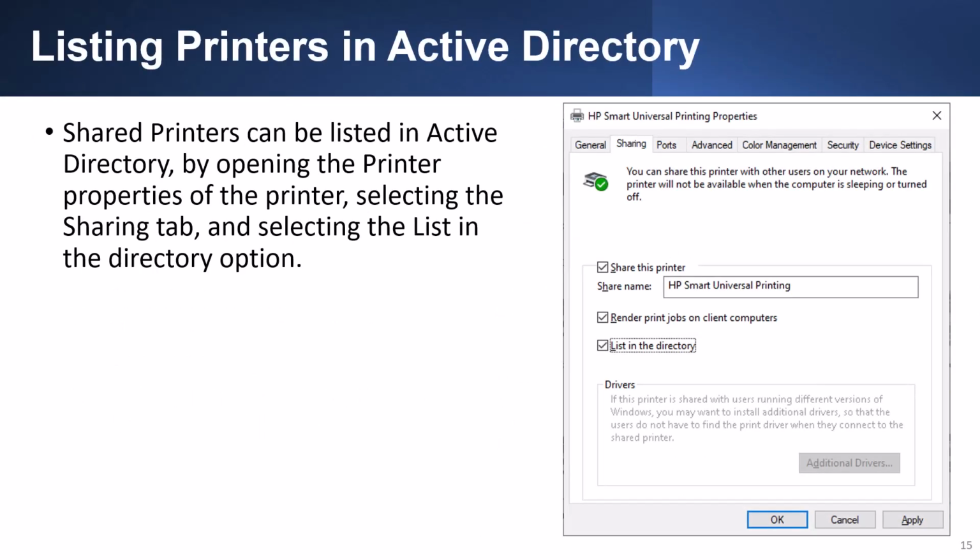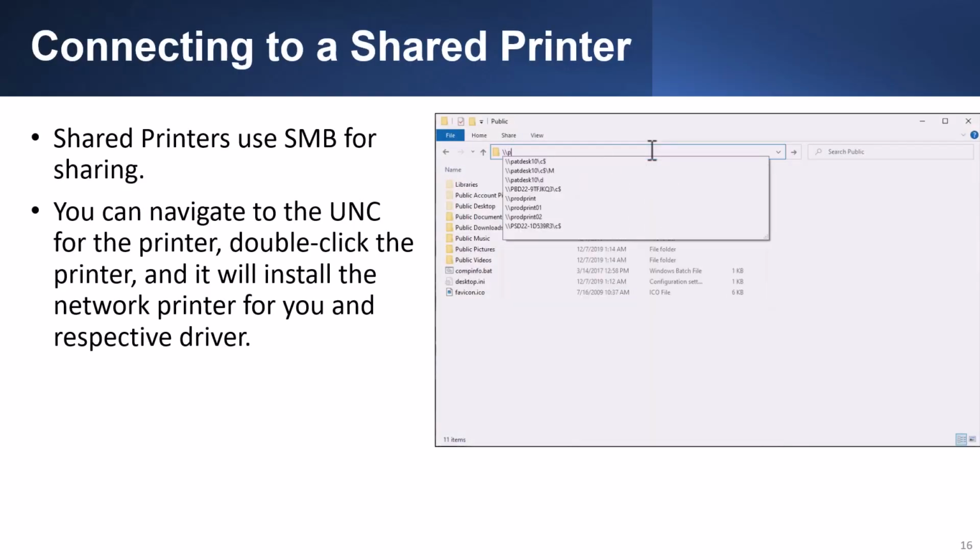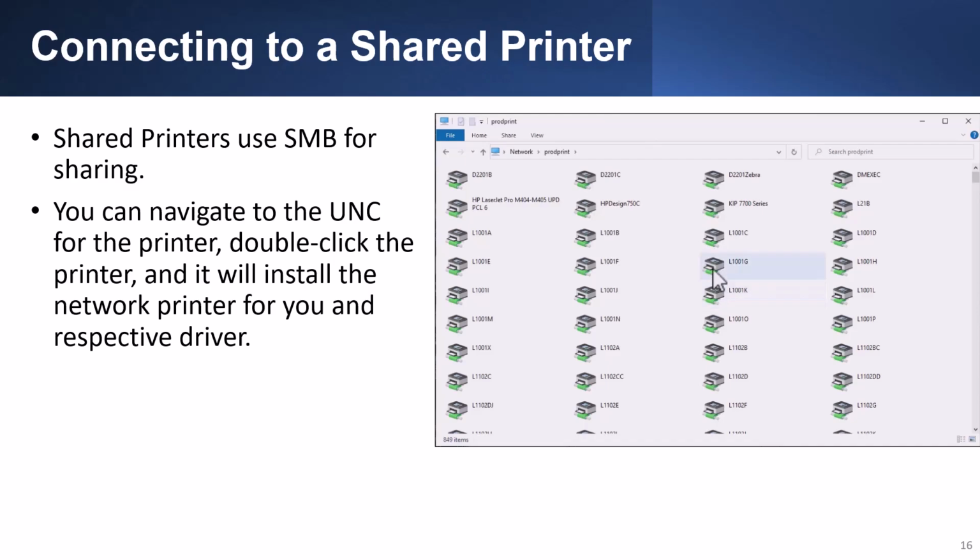Shared printers can be listed in Active Directory by opening the printer properties of the printer, selecting the Sharing tab, and selecting the List in the Directory option. Shared printers use SMB for sharing. You can navigate to the UNC for the printer, double-click the printer, and it will install the network printer for you and its respective drivers.